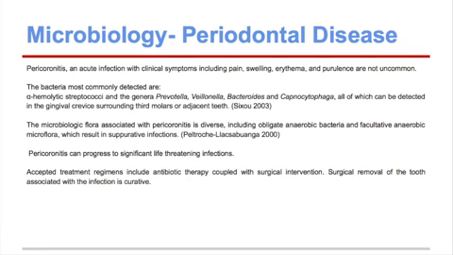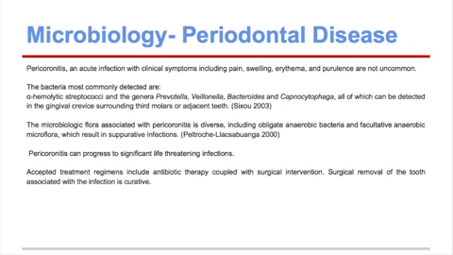In slide 6, we will discuss the periodontal disease. Pericarditis, an acute infection with clinical symptoms including pain, swelling, erythema, and purulence are not uncommon. The bacteria most commonly detected are alpha-hemolytic streptococci and the genera Prevotella, Veillonella, Bacteroides, and Capnocytophaga, all of which can be detected in the gingival crevice surrounding third molars or adjacent teeth.